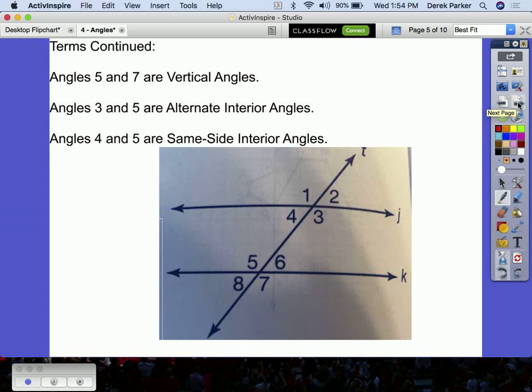I already went over alternate interior angles, but I didn't go over vertical. 5 and 7, 1 and 3, vertical angles. 4 and 2, vertical angles. 8 and 6, vertical angles. They are side by side, right across from one another. And then same side interior angles, 4 and 5. They are not equivalent, but those are called same side interior angles. It means they go together. You add those two angles together and you're going to get 180 degrees.